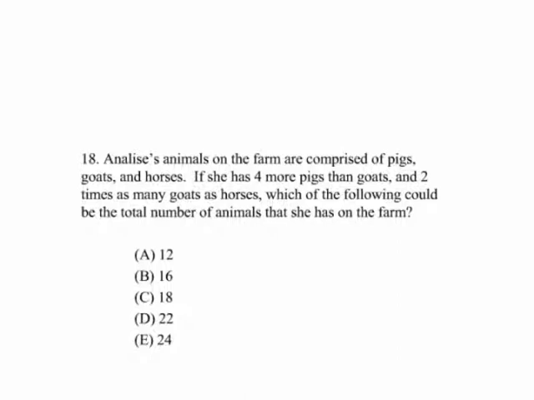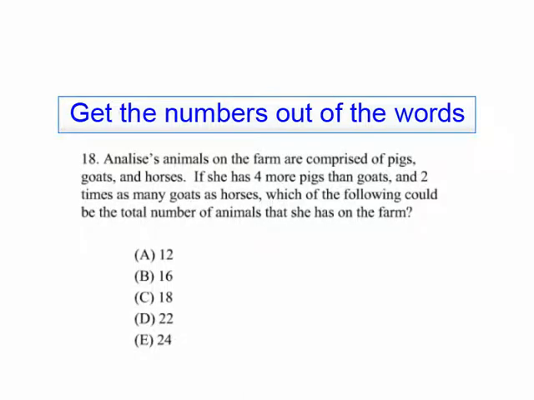But in this case, we've got animals on the farm comprised of pigs, goats, and horses. She has 4 more pigs than goats and 2 times as many goats as horses. Which of the following could be the total number of animals she has on the farm? Okay, you look at it and you go, well, what do I do with this? The first thing you do is get the numbers out of the words. P, the pigs, is equal to goats plus 4. And there are twice as many goats as horses, so 2 times the horses equals the goats.